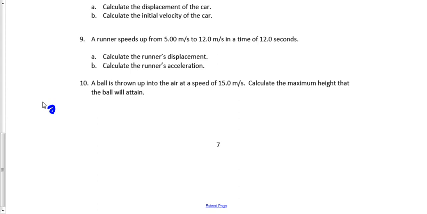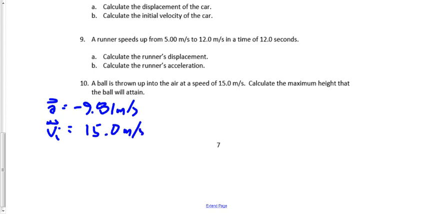I'm going to write down that a is equal to negative 9.81 meters per second squared, and that Vi, the initial velocity, is 15.0 meters per second. What else do we have, guys, if we read between the lines here for givens? Is there anything else? There's probably something else, right?